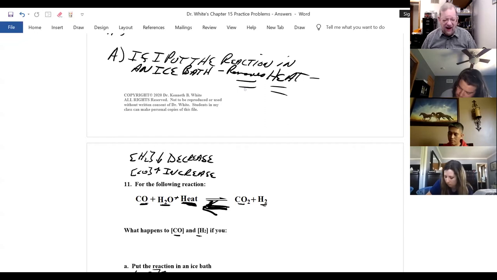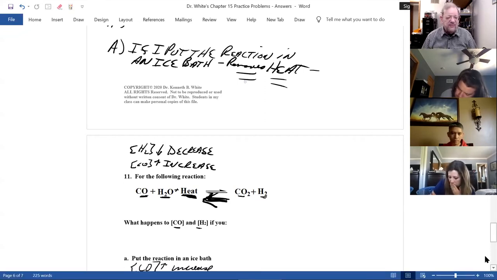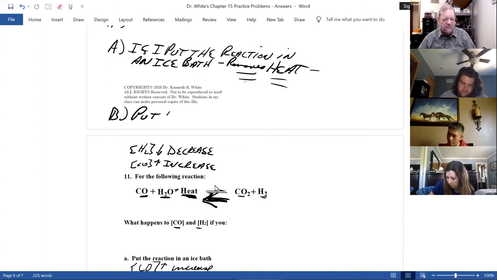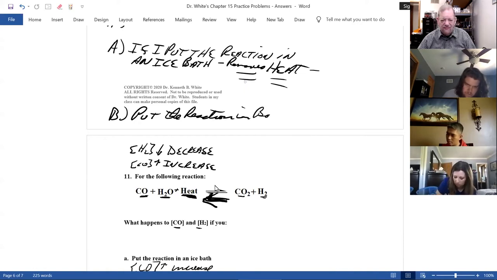And you should practice. Well, let's take a look. Why don't you try this one? What will happen to the concentration of CO and H2 if you put this in boiling water? And boiling water, psst, don't tell anybody, boiling water adds heat.